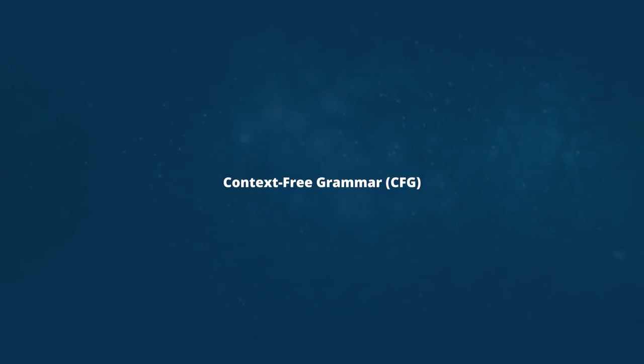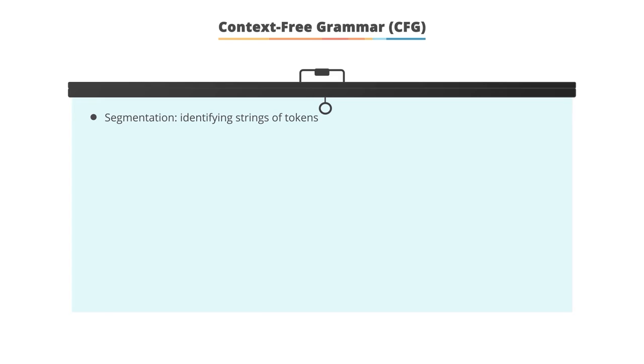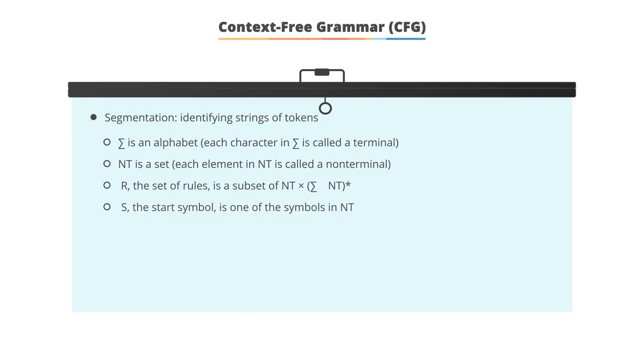Let's understand how to use context-free grammar. A context-free grammar is a four-tuple (Σ, NT, R, S), where Σ is an alphabet and each character in Σ is called a terminal. NT is a set and each element in NT is called a non-terminal. R, the set of rules, is a subset of NT times the set of Σ union NT. S, the start symbol, is one of the symbols in NT. A context-free grammar generates a language L capturing constituency and ordering.